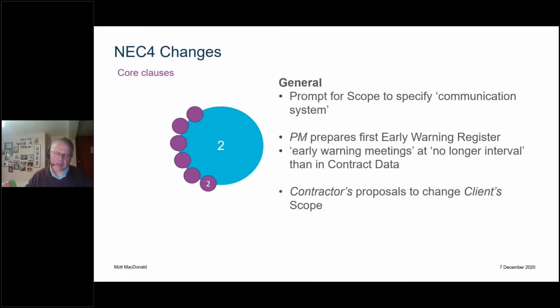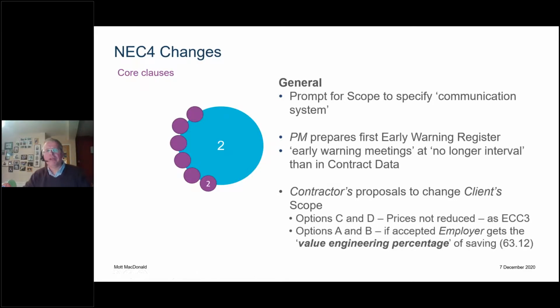So the contractor comes up with a bright idea to save £1,000. Client says, yeah, okay, do that. But we don't reduce the price. And therefore we leave the target mechanism itself to incentivize that, because both parties will benefit from that. That's the same as it was in NEC3.